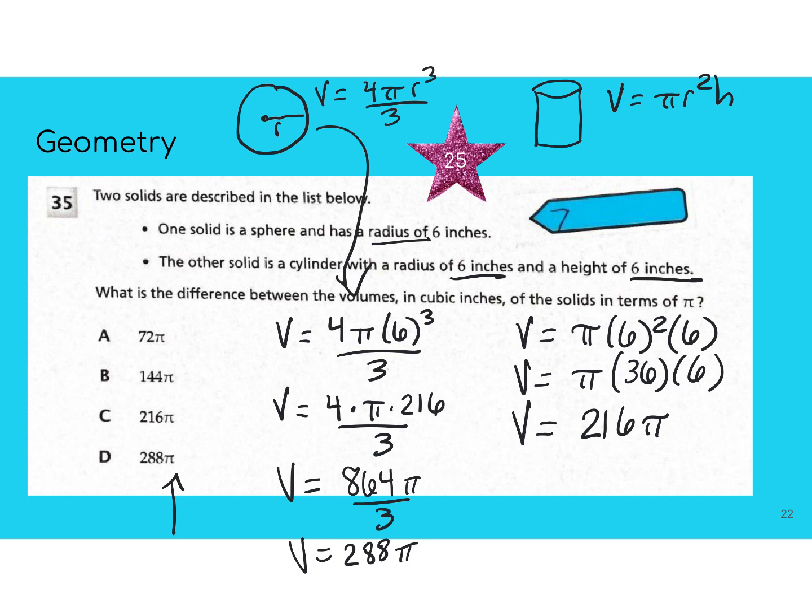So it says, what is the difference between the two volumes? So we want to subtract the bigger one minus the littler one. So notice you actually see 216 and 288 there right now. Take them away. Those are the volumes of the actual shapes. We want the difference between the two shapes. So 288 pi minus 216 pi. So quick calculation gives you 72 pi is the difference.